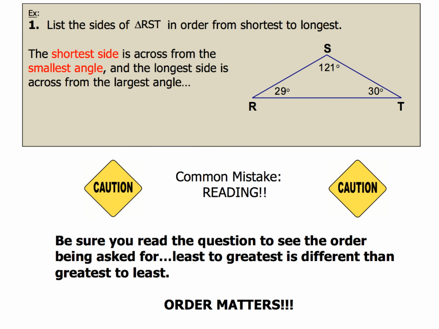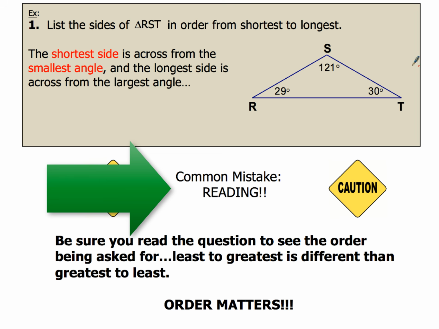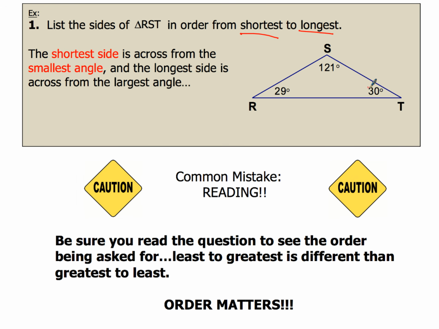We've got to list the sides of triangle RST in order from shortest to longest. Now, this is where you really have to take your time and read, because they're asking to go from shortest to longest. Sometimes they'll give you all three angles, which they do in this case. Other times they'll only give you two of them, in which case you'll have to find the missing angle. But in this case, we have all three, so we can make our conclusions accordingly.